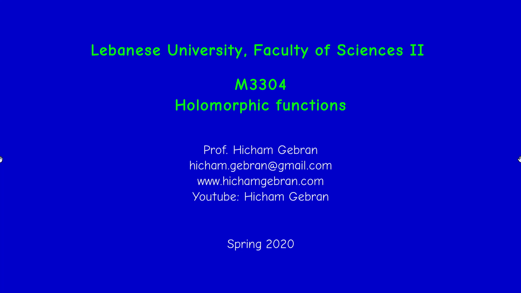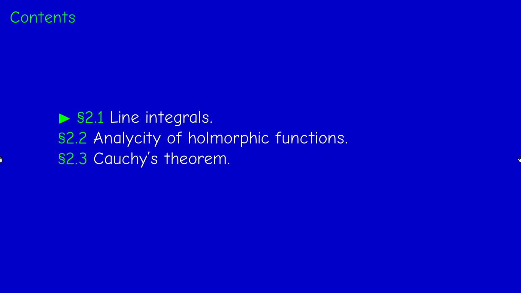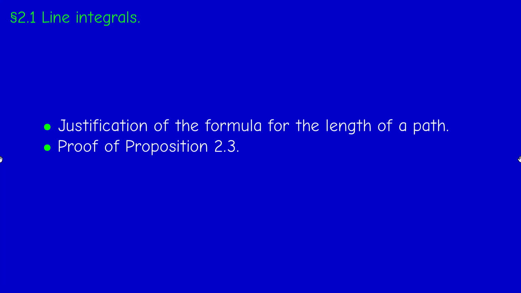Hello and welcome to this optional video. In this optional video, we are still in section 2.1. We are going to do two things. First, we are going to justify the formula for the length of a path. And second, we'll prove proposition 2.3.